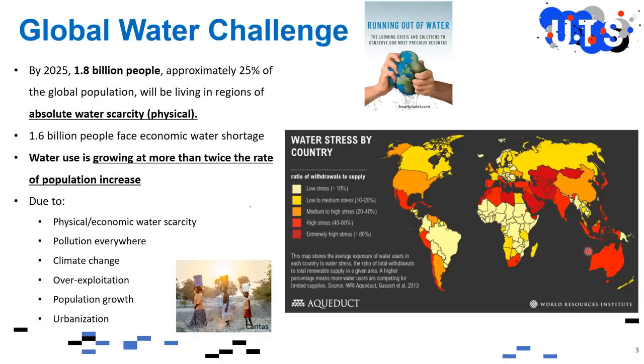As you can see, Australia is quite red, extremely high stress. We have the driest inhabited place on Earth. In terms of water, we don't have that much, our precipitation is quite low, and some other parts of the Earth as well are experiencing a lot of water stress. So this means this is a global problem. It's one of the major problems we are facing right now.